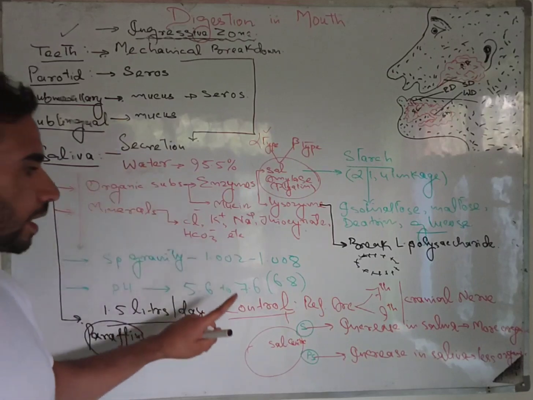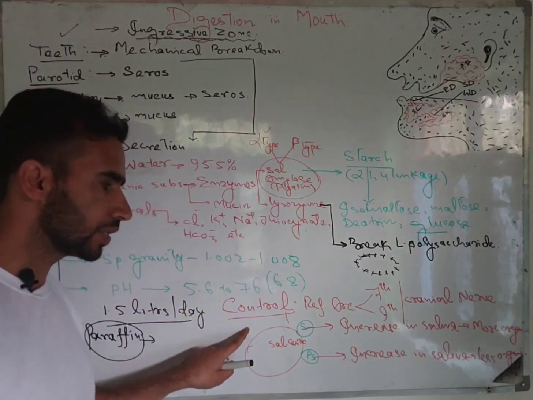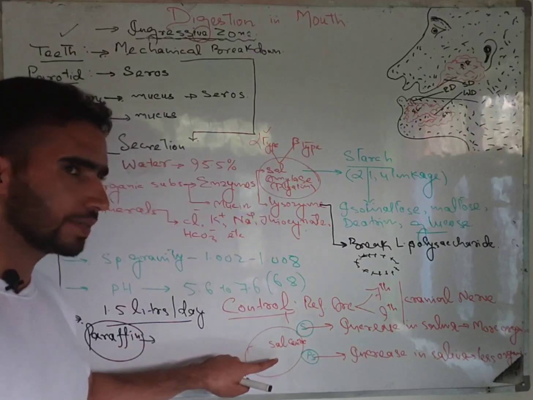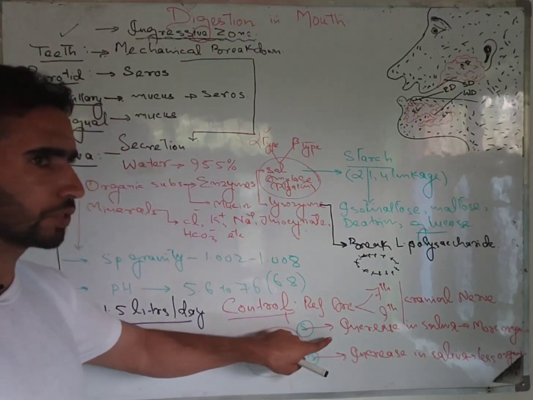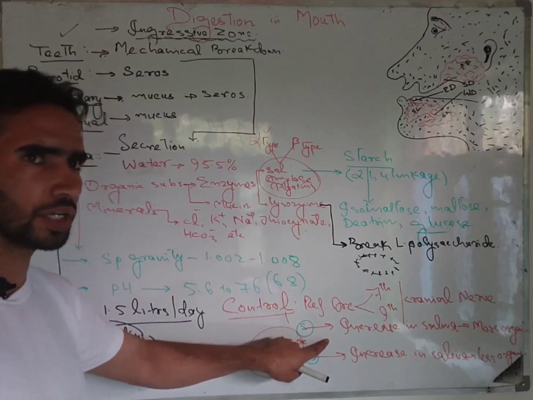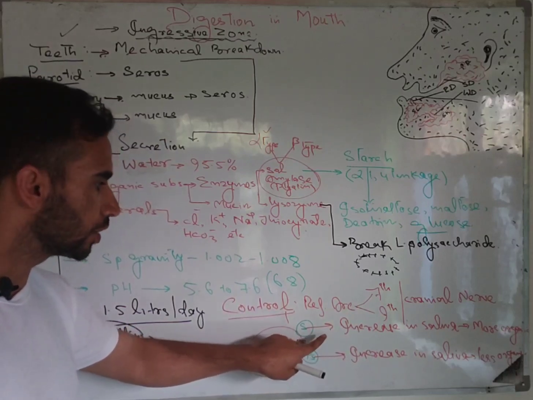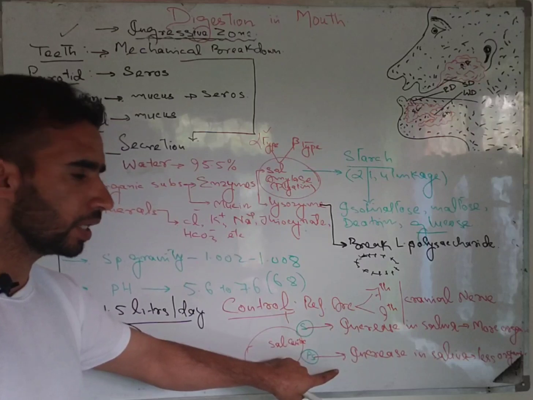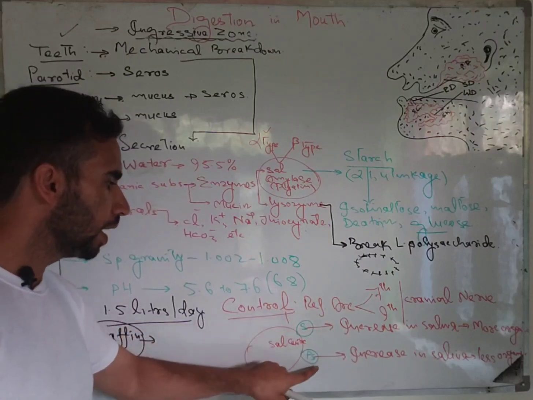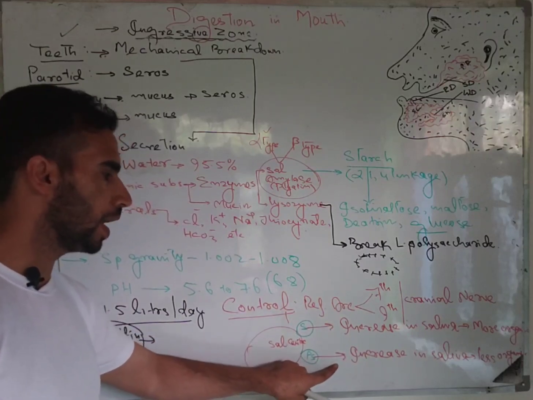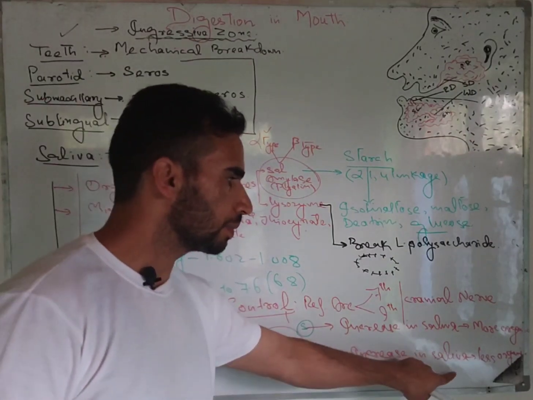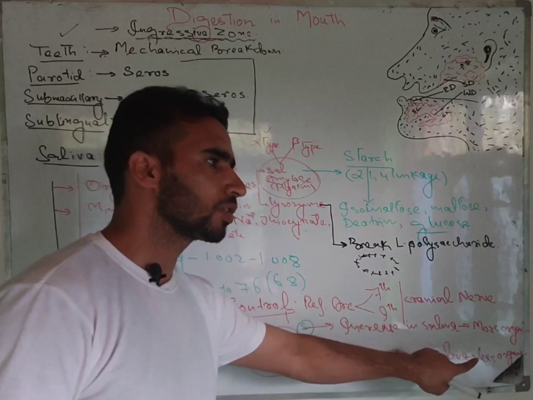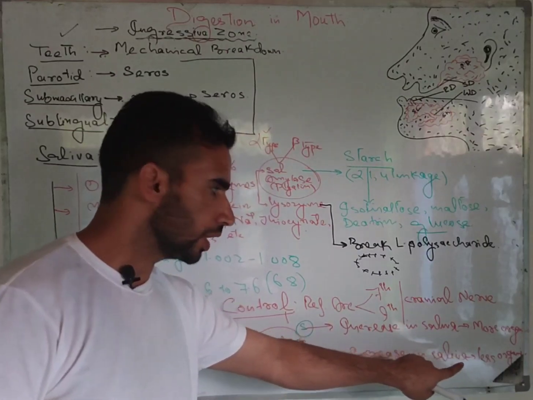So far as the control of your salivary secretion is concerned, it lies in your medulla oblongata, which controls or regulates the secretion of your salivary glands through sympathetic or parasympathetic regions. And when parasympathetic nerves are activated, they result in an increase in the secretion of saliva which has less organic substances, isn't it?